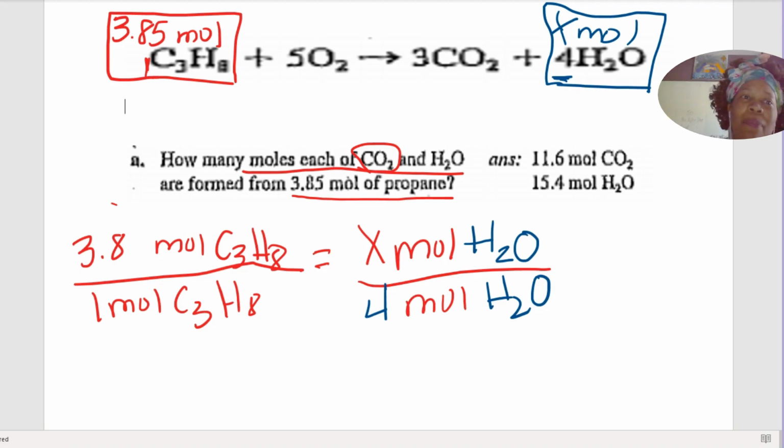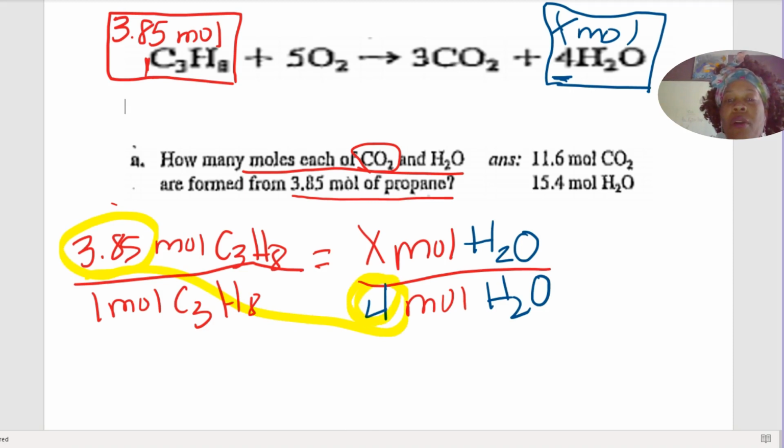Now, how did my 5 get erased from the previous part of the problem? Let me go back and put that 5 up in there. I don't know how it got erased. Let me put it back over there. Bam. Now, all I need to do is take the 3.85 and multiply it times 4. Cross multiplying. Okay, that's all we're doing, y'all. Nothing more, nothing less.